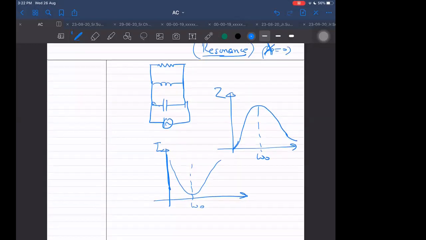Okay, but in this particular case, I am sure that in parallel RLC, Z becomes maximum during resonance, and in series RLC, Z becomes minimum during resonance. And what is the maximum value of Z? Here Z maximum is equal to R. And what is the minimum value of Z in series RLC? There it is equal to R. Here Z maximum is equal to R. There Z minimum is equal to R. Okay.